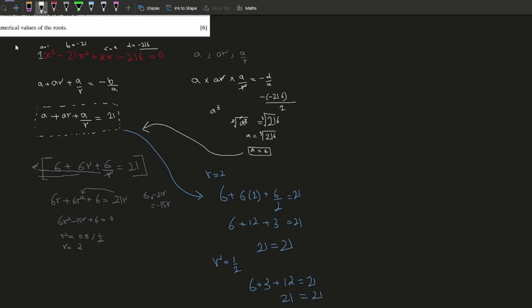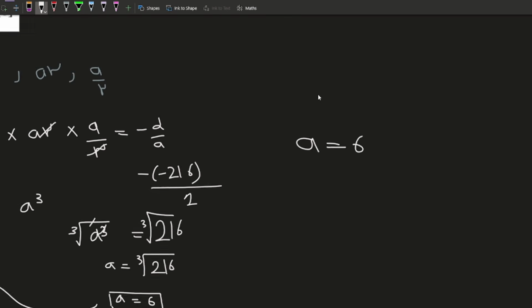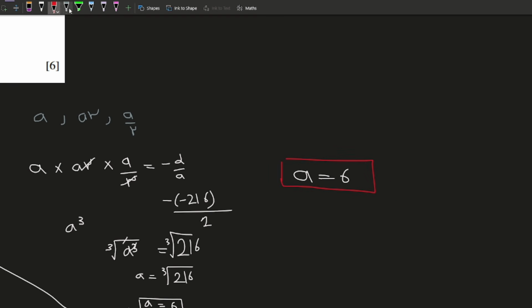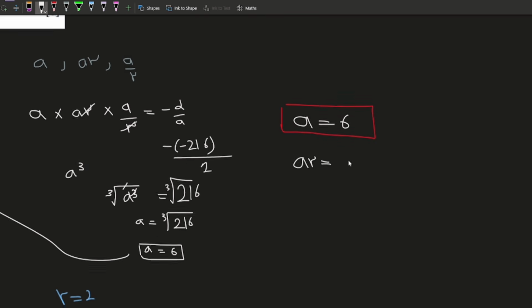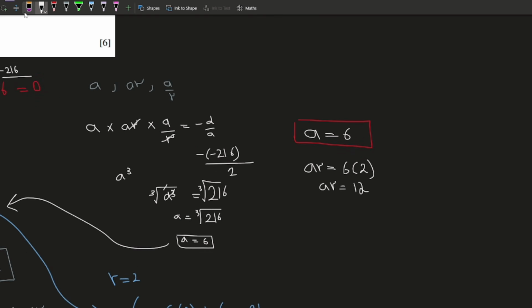Let's now find the numerical values of the roots. So a is equal to 6, right? This is our first answer. And ar is equal to, the value of a is 6 and r is 2, so the value of ar is 12, right? So this is our second answer.